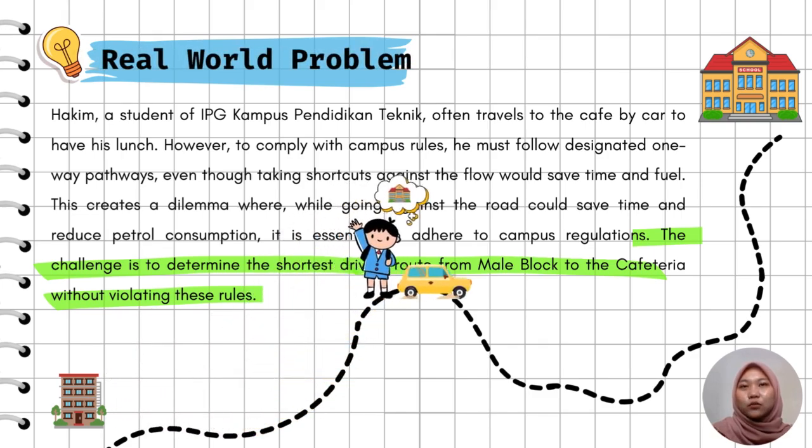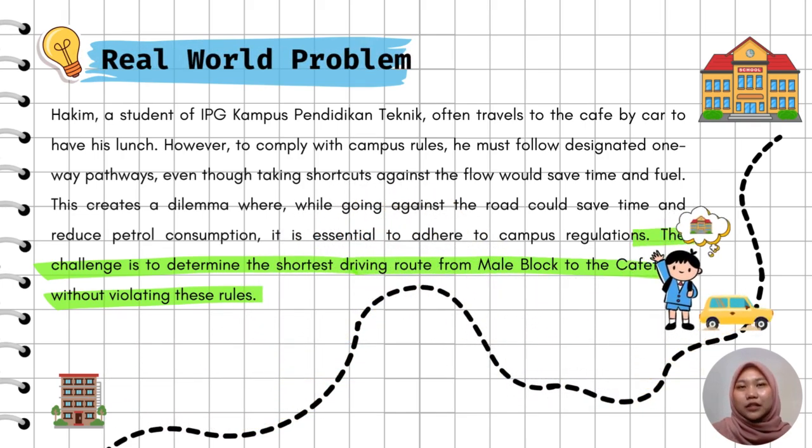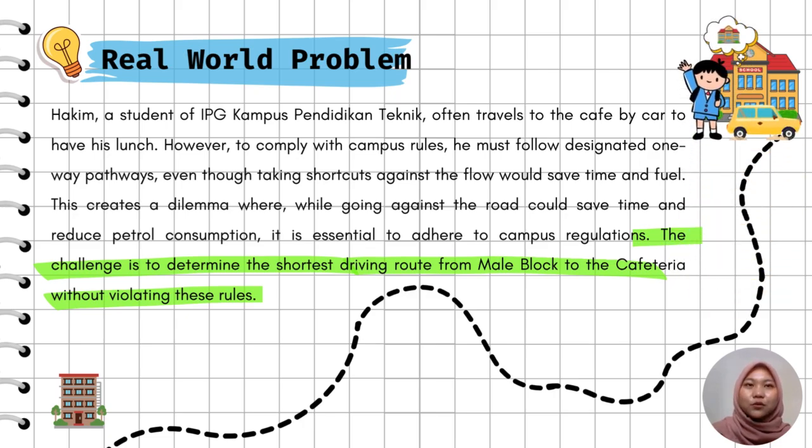Next, moving on to our real world problem. Hakim, a student of IPG Campus Pendidikan Teknik, often travels to the cafeteria by car to have his lunch. However, to comply with campus rules, he must follow the designated one-way pathway, even though taking a shortcut against the flow would save time and fuel. This creates a dilemma: while going against the road could save time and reduce petrol consumption, it is essential to adhere to campus regulations. So the challenge here is to determine the shortest driving route from the mail block to the cafeteria without violating these rules.